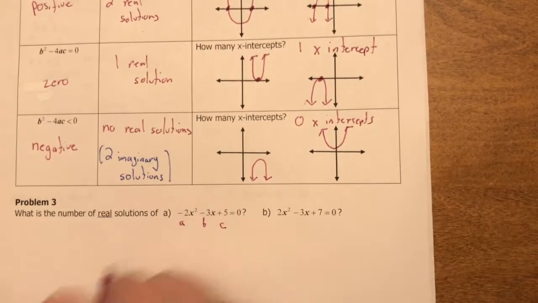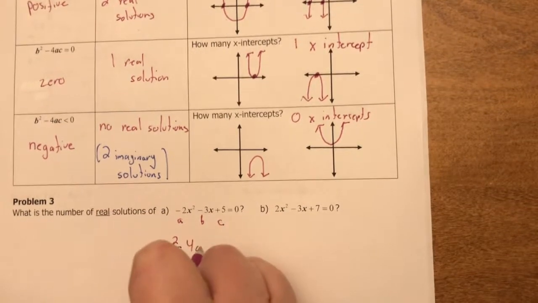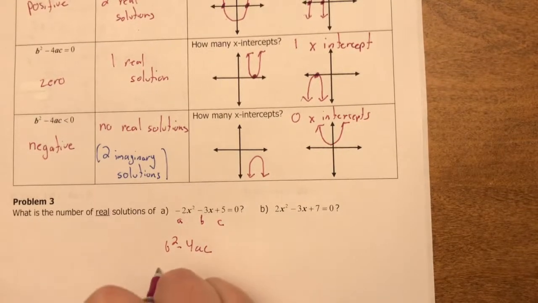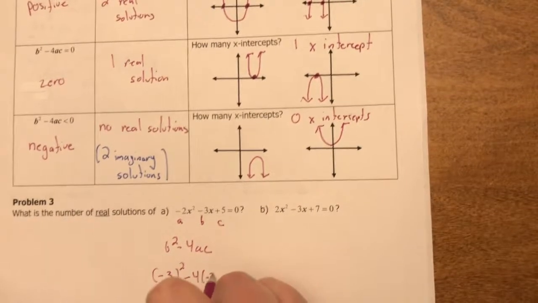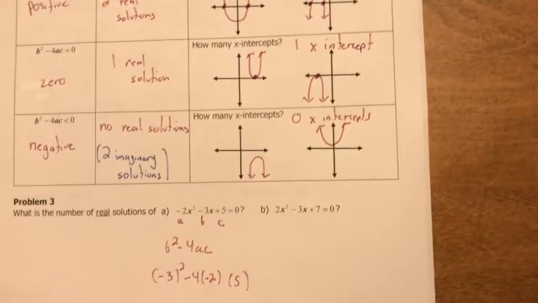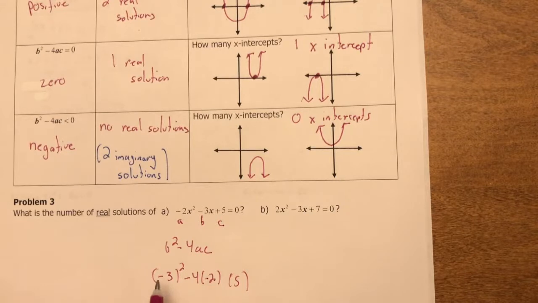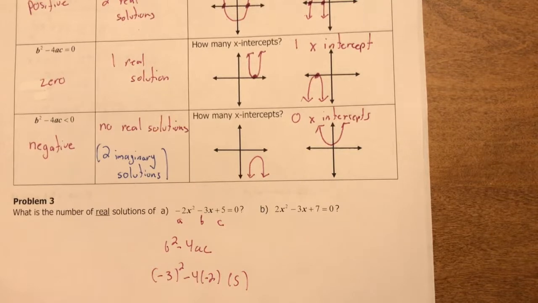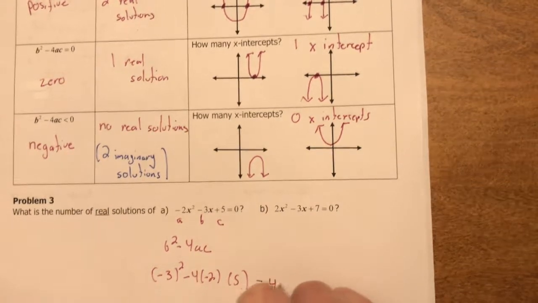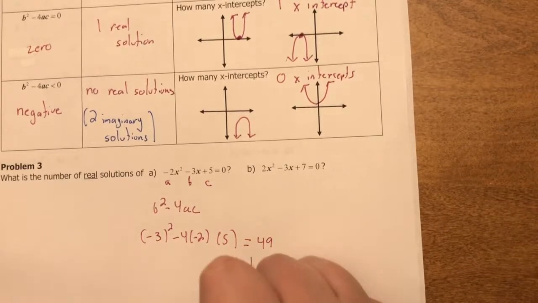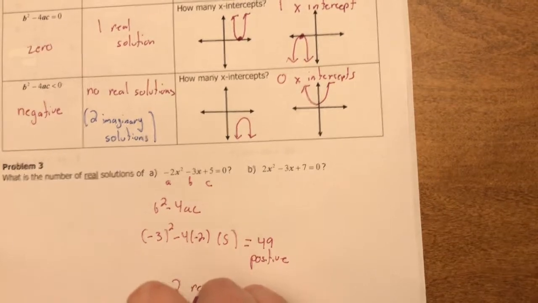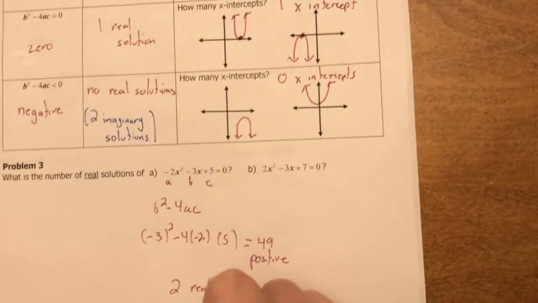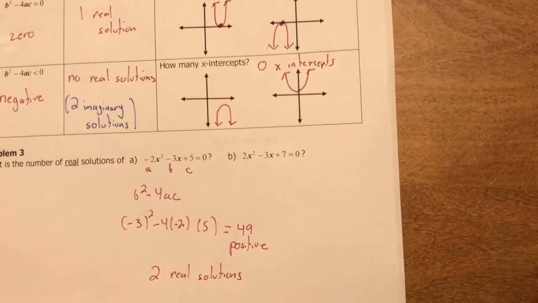So we can go through and calculate b squared minus 4ac. When we calculate that out, that becomes negative 3 squared minus 4 times negative 2 times 5. And that becomes a positive 9. Negative 4 times negative 2 is a positive 8. 8 times 5 is 40. So that's 9 plus 40. That is equal to 49. And we see that 49 is a positive number. And when our discriminant is positive, we're going to have two real solutions.